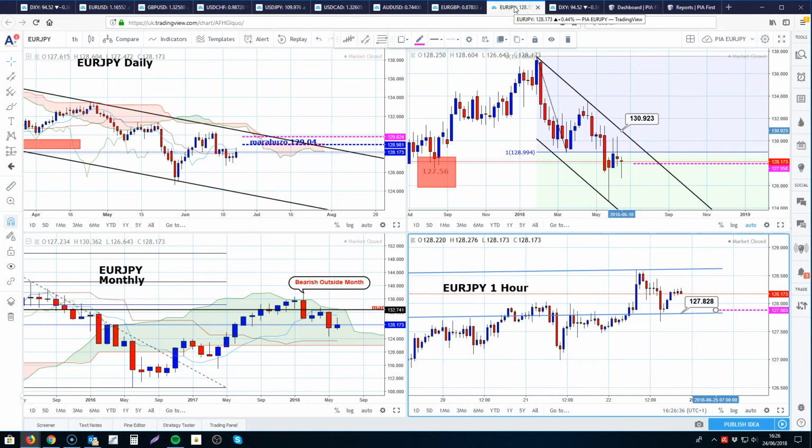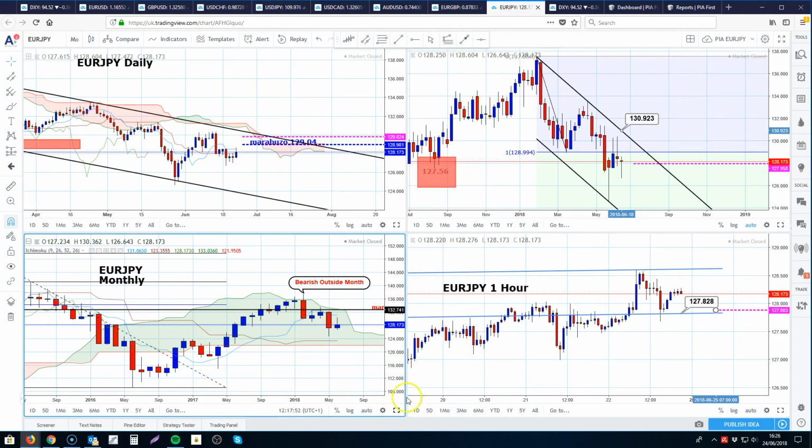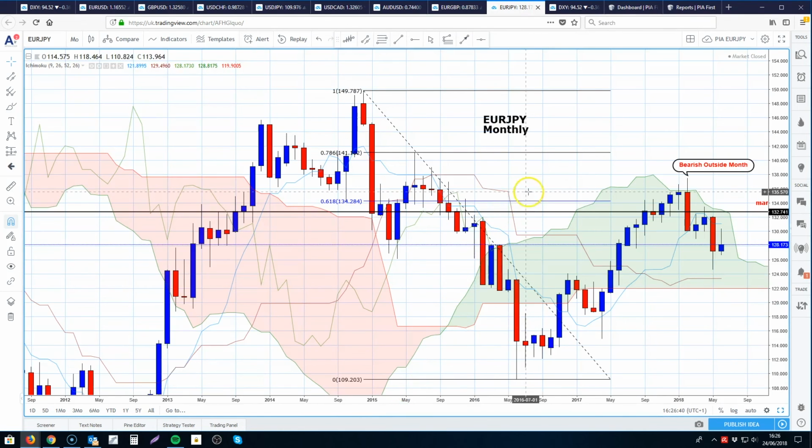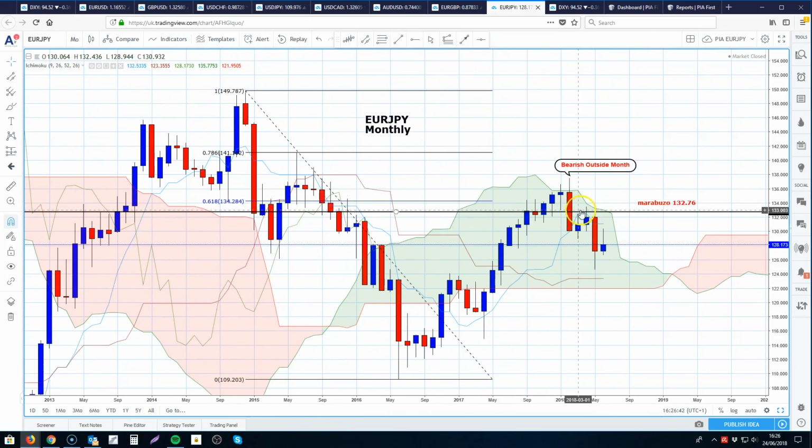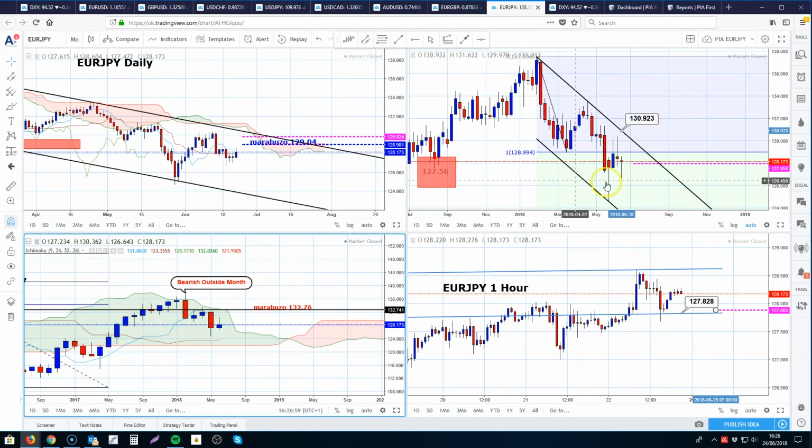Euro yen, again we'll just break down the higher time frames. Marubozu level, which is the midpoint from the open and the close, it held, moved to the downside, but now inside this Ichimoku cloud again. It sometimes results in shorter time frames having very volatile and mixed price action, and I think that's really what we're seeing in euro yen.